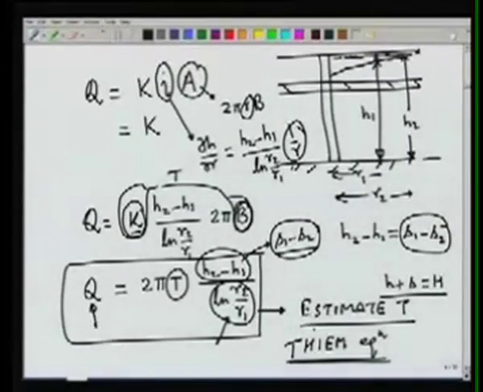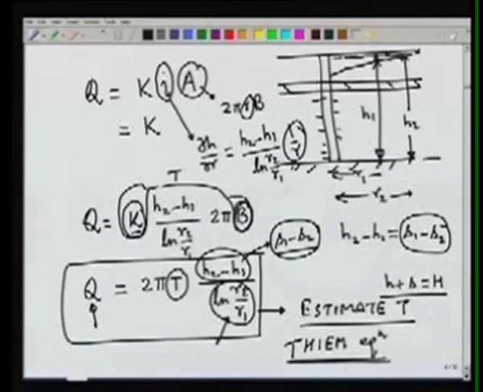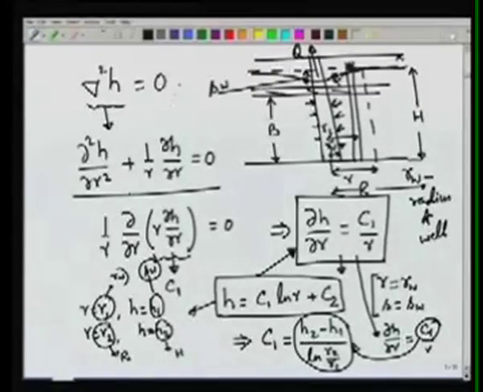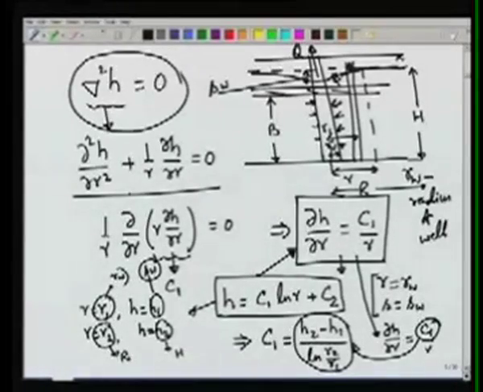So the Thiem equation is valid for a steady state flow towards a well in a confined aquifer, assuming that the well is fully screened, so it is drawing water throughout the aquifer width, and all the assumptions which we have earlier made in deriving the equation would still hold good.